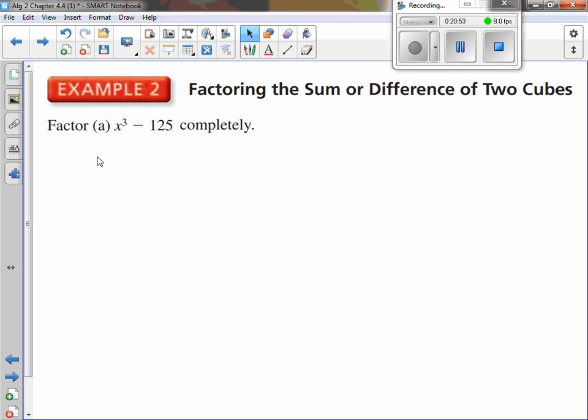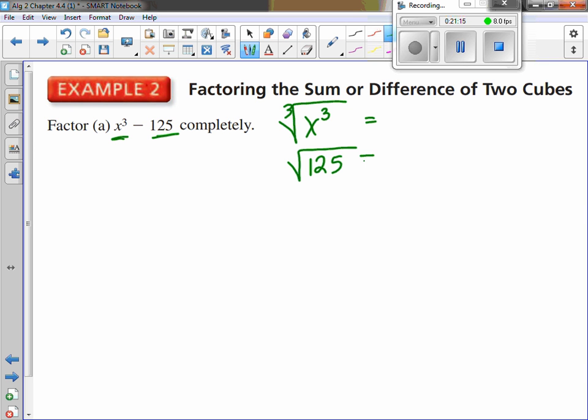Now let's look at the sum and difference of perfect cubes, and let's actually factor these. When we factor these, the first thing we need to know is, are these two terms perfect cubes? I can do that by taking the cube root of both of these terms. What would be the cube root of x to the third? X, because the cube root and the third power simplify to just x.